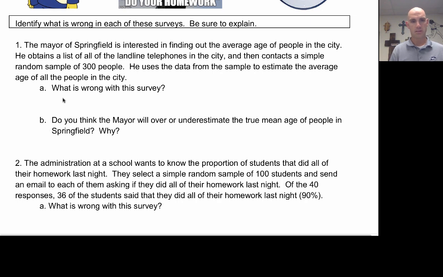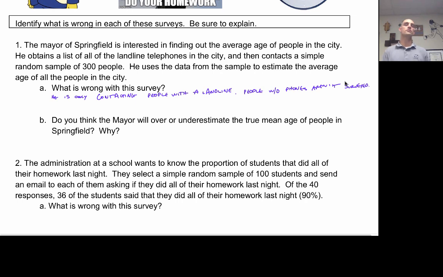So the first problem is he is, oops, let me get my pen here. He is only contacting people with a landline. And so people without phones aren't surveyed, or if they have their cell phone as their primary, that's a problem.